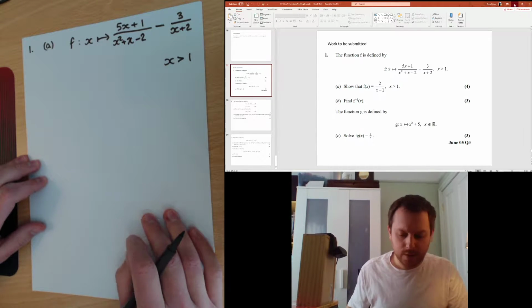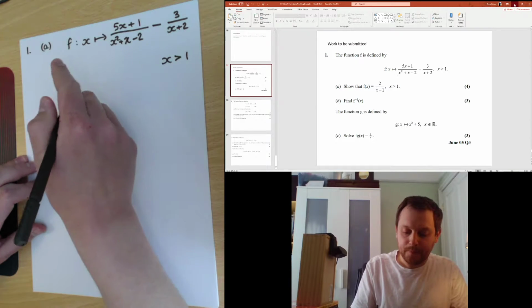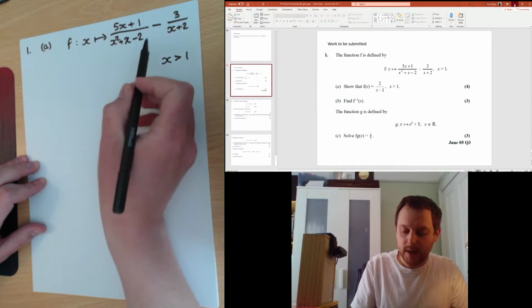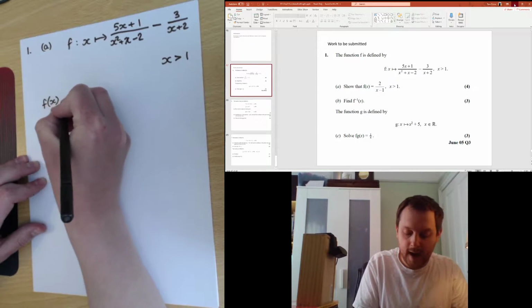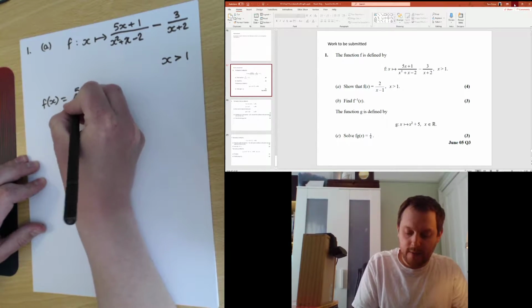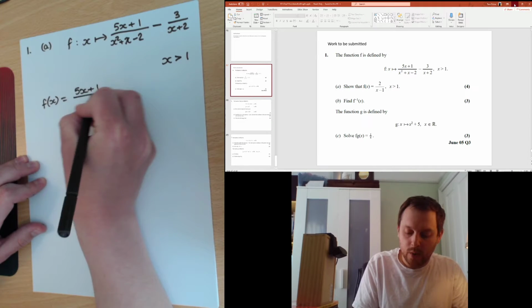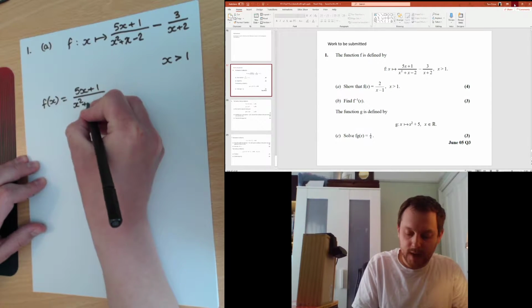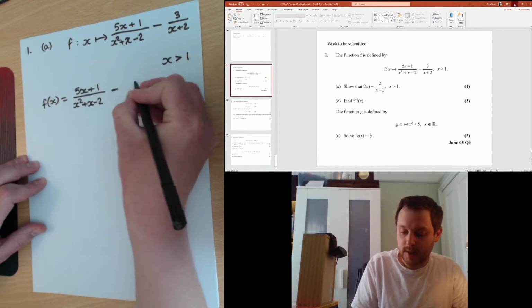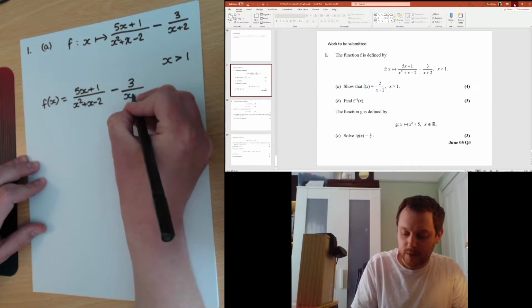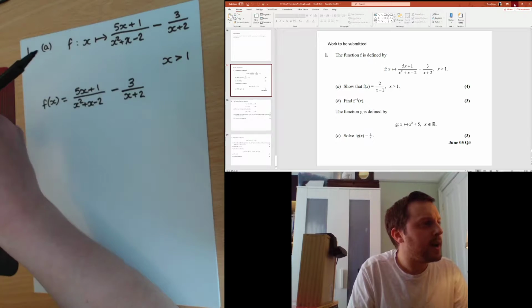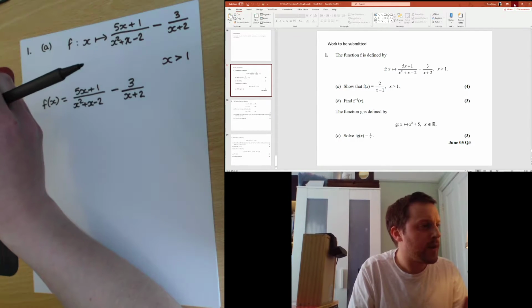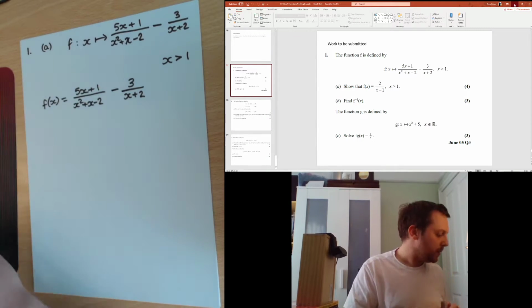Okay, so first of all, this whole thing is just a long-winded way of writing f of x equals 5x add 1 over x squared plus x take away 2, take off 3 over x plus 2. And the question's wanting us to write it just as one fraction in its simplest form.